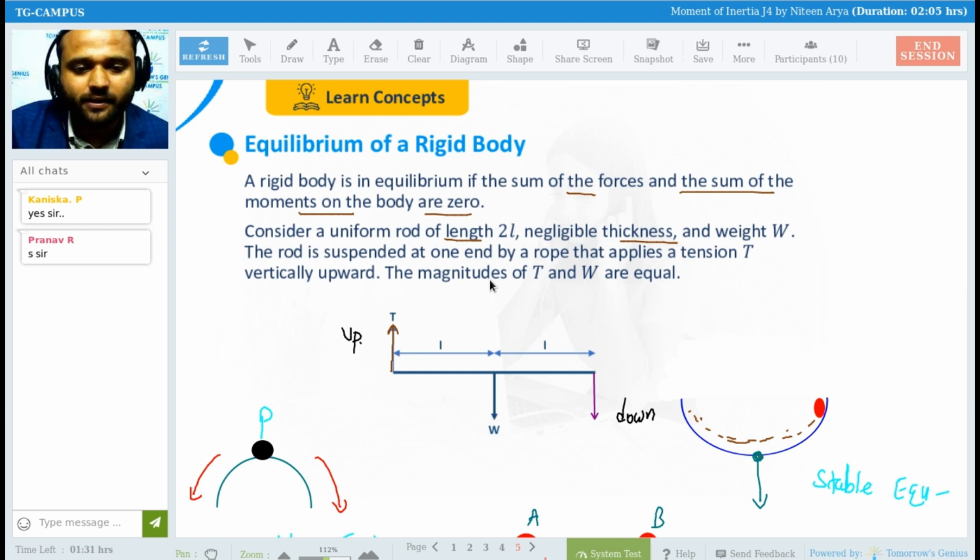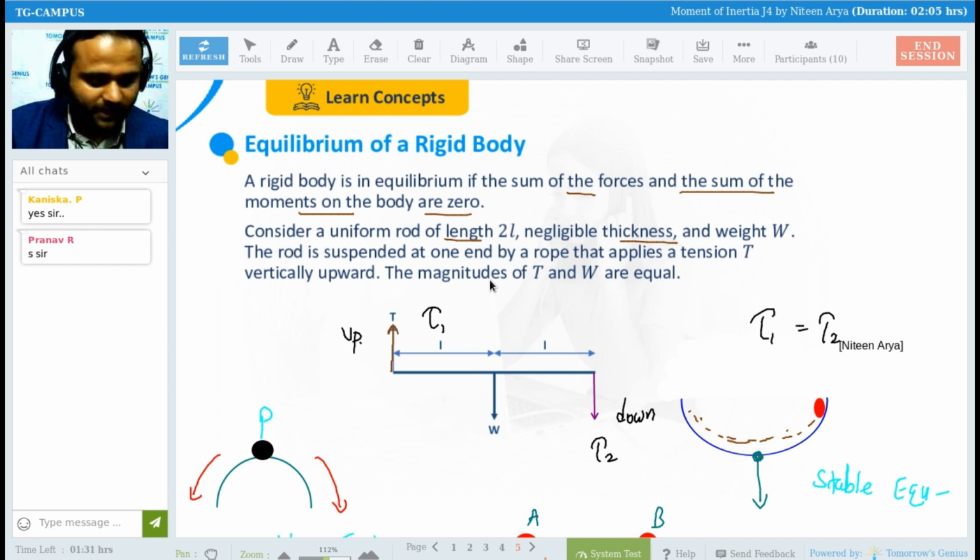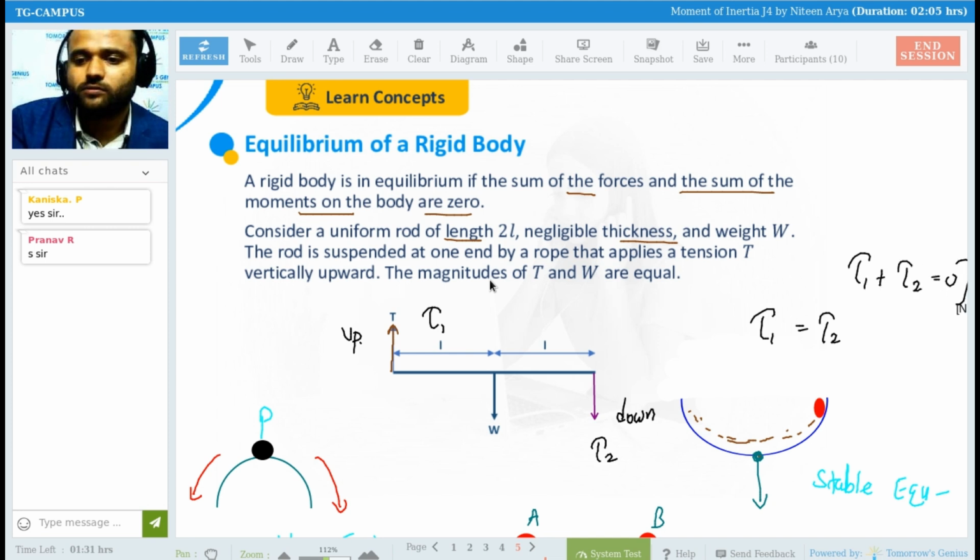So for equilibrium, this tension force and this weight are going to be equal, or you can understand it in this way: the torque here, which is T1, and the torque here, which is T2, are going to be equal and opposite. What does that mean? Torque 1 is the negative of torque 2. Basically, the net torque, which is torque 1 plus torque 2, is going to be 0.